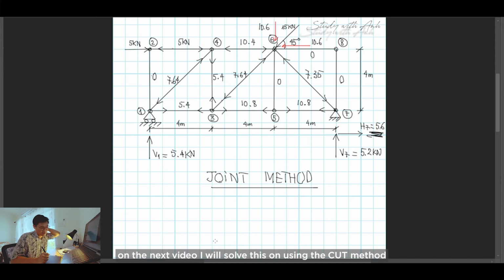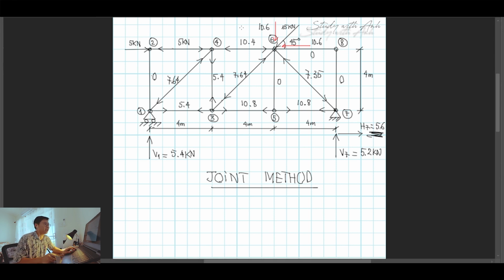Okay. In the next video, I will solve this one using the cut method, which means they will cut between the members, in the middle of the member, somewhere in here and in here, to solve the force on the member. Alright? Okay, I'll see you in the next video.